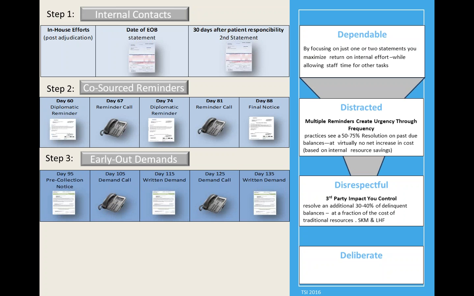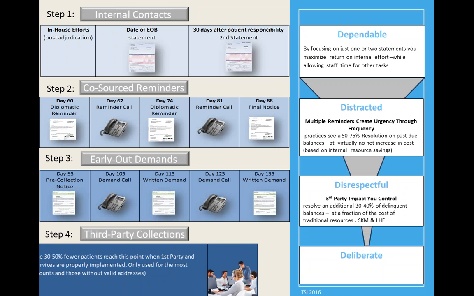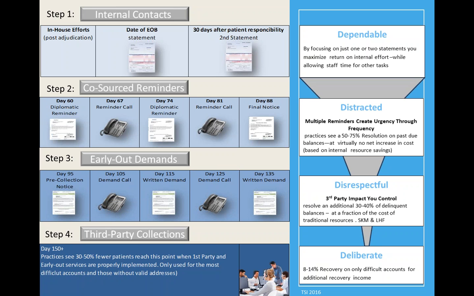Step 3, early out demands. This is a third-party impact that you control, where practices resolve an additional 30 to 40% of delinquent balances at a fraction of the cost of traditional resources. Again, avoiding the high costs associated with low-hanging fruit and skimming. And then finally, step 4, professional collections. Only for accounts proven to be difficult or those with invalid addresses for additional recovery income. As you can see, by using a progressive approach within each stage, fewer patients will funnel to the next, resulting in reduced costs and improved efficiency.